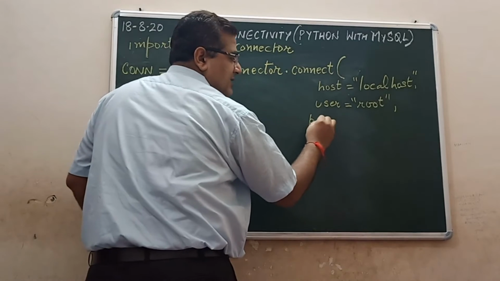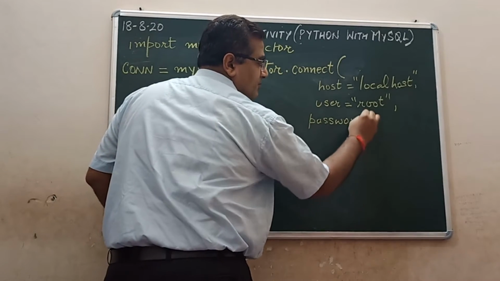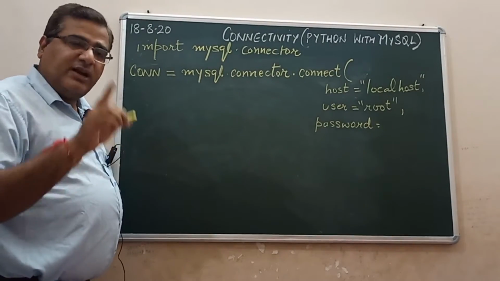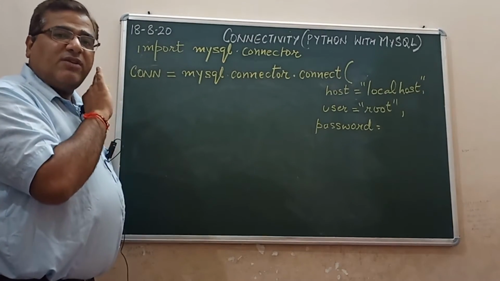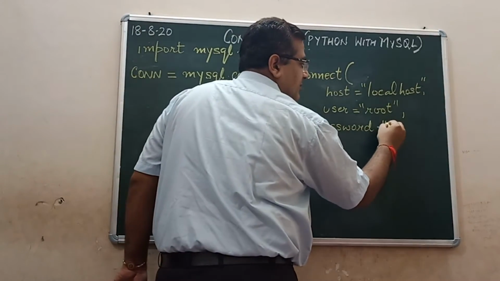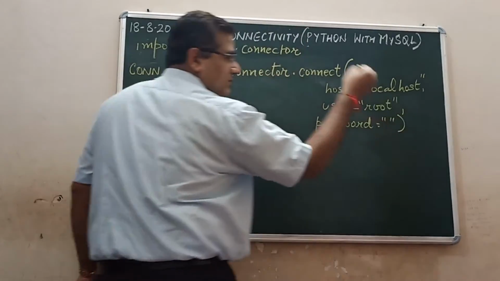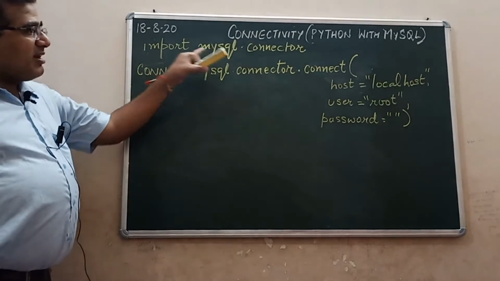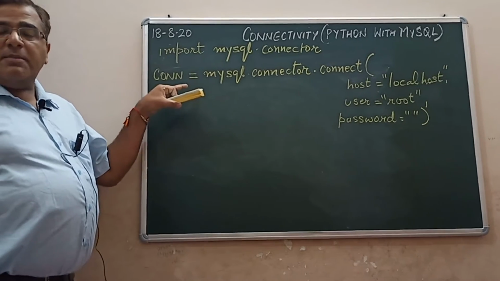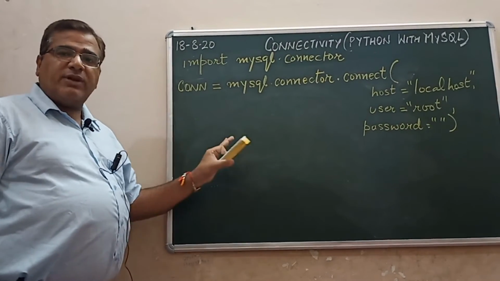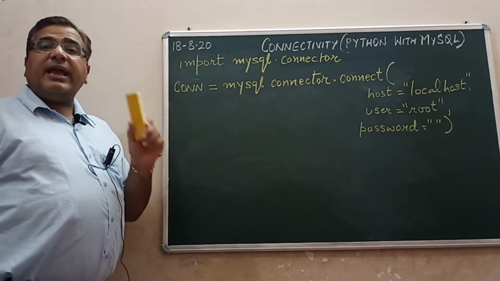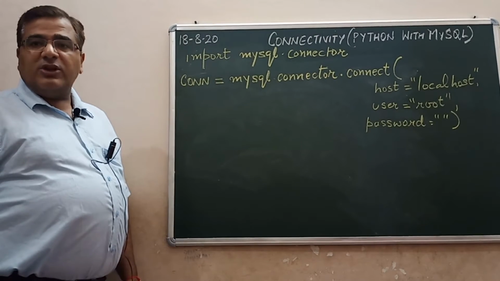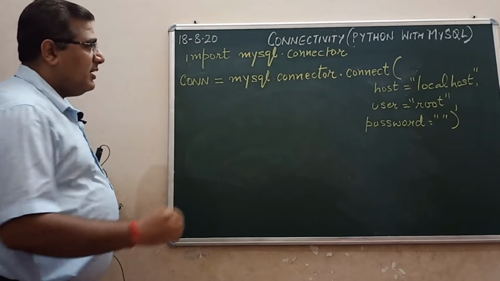Followed by the next parameter, password. Again, if during MySQL installation you have set any password, you will fill that password here. But if you have given no password, give the empty string and close the parenthesis. Now when you run this script in Python, you will see no output will come. Just the cursor will be blinking. It means you have been connected with your database.